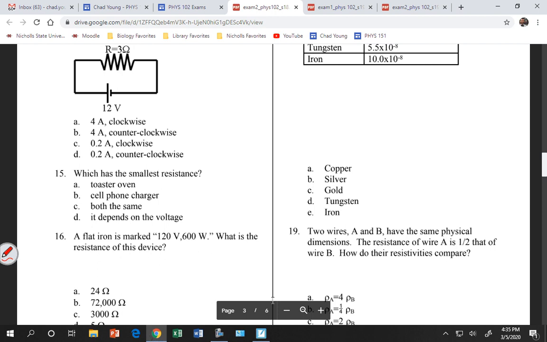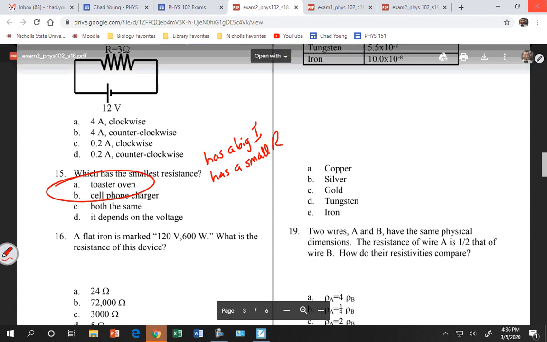And which one puts out more energy? The toaster oven. Toaster oven is a huge draw on your electric bill. It's like 1,000 watts. It's one of the biggest things, apart from your clothes dryer and your air conditioner, the big items. As far as devices, it's one of the biggest draws. So the toaster oven has a big current. So it has a small resistance. And the cell phone charger is almost no resistance at all. I mean, almost no current at all.